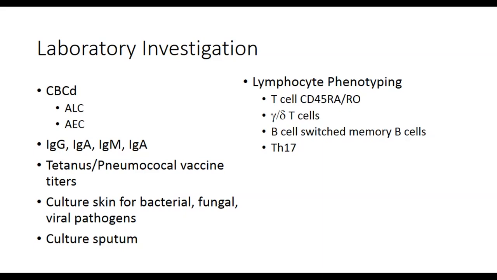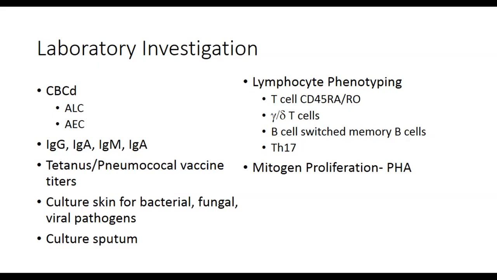Looking at B cells, but not just a total B cell count, but the in-depth profiling of B cells to check that they're growing up to be switched memory B cells that can actually make good quality, not just reasonable quantities of immunoglobulin, and looking for those Th17 cells that, as we've mentioned, are absent or just low in many of these diseases, are all things that can be done clinically without the help of a research lab.